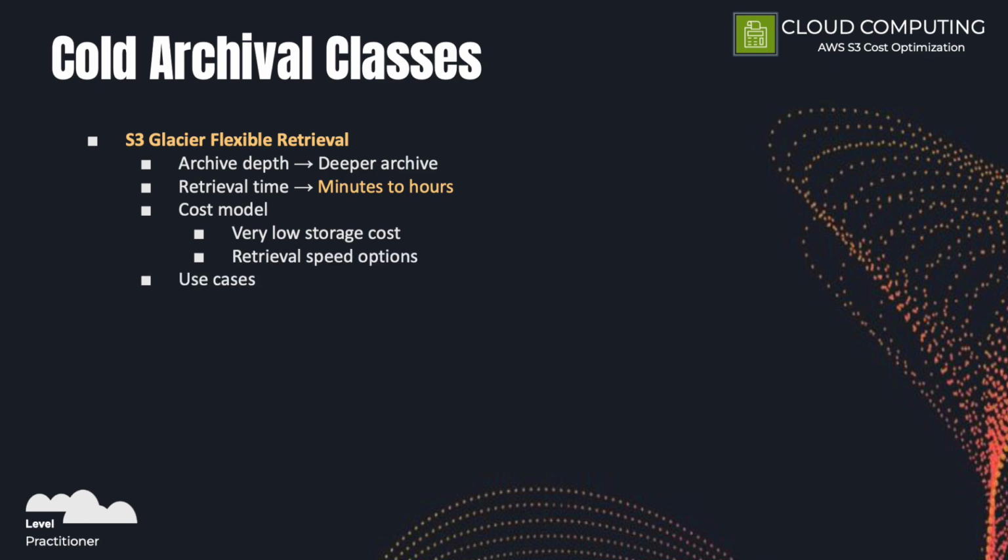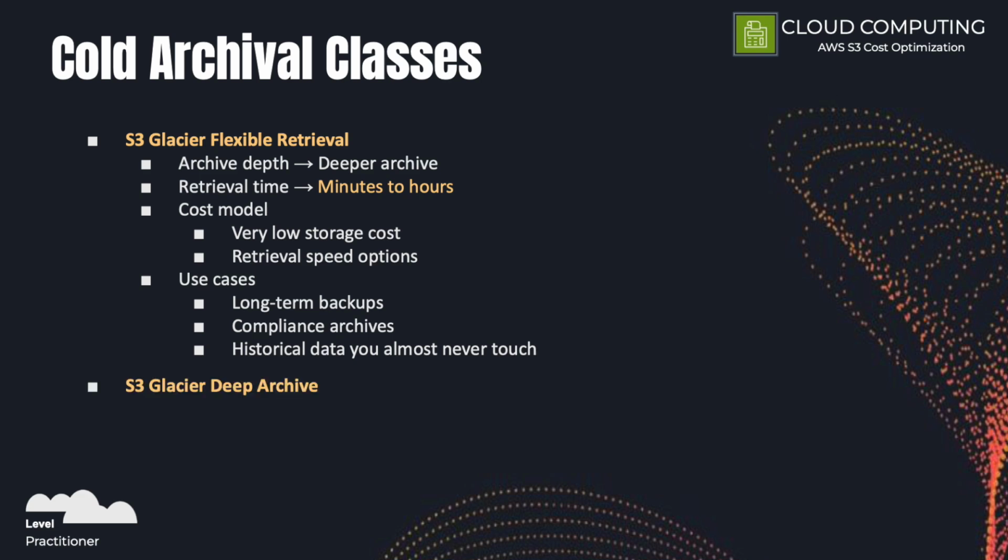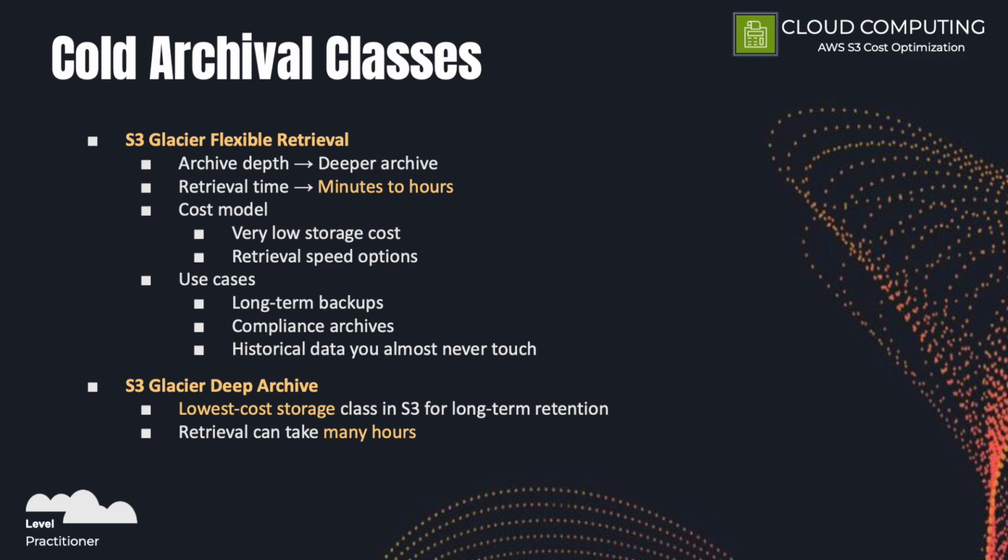So use cases include long-term backups, compliance archives, and historical data you almost never touch. And then there is S3 Glacier Deep Archive. This is the lowest cost storage class in S3 for long-term retention. Retrieval can take many hours. It's designed for things like regulatory records and long-term logs that must be kept for many years.